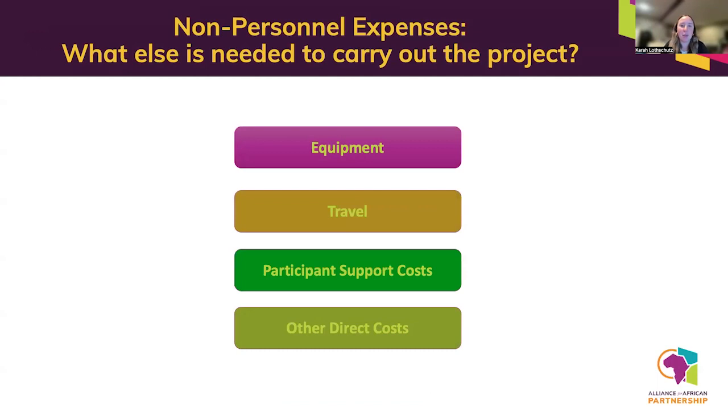Next up would be non-personnel expenses. What else besides salary and fringe is needed to carry out the project? This can be anything from equipment, travel, participant support costs, and then other direct costs that are needed to carry out the project.